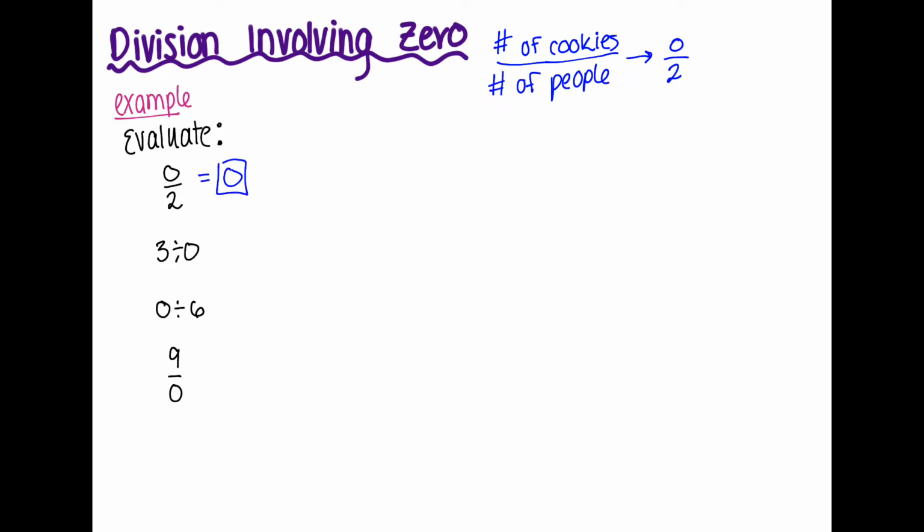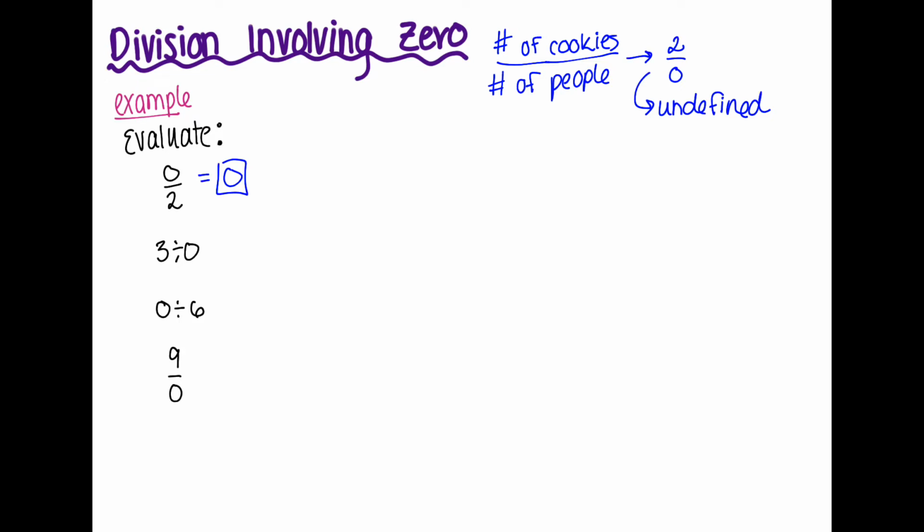Now, if we reversed this and instead said 2 divided by 0, I'm taking 2 cookies and giving them to 0 people. How many cookies did each person get? It makes no sense, right? I can't take 2 cookies and divide them amongst 0 people and then answer the question, how many cookies did each person get? Because it doesn't make any sense. So when we have a situation like this, we call this number undefined. If you're dividing by 0, the number is undefined. It's not a real number, and it doesn't give you an actual answer.